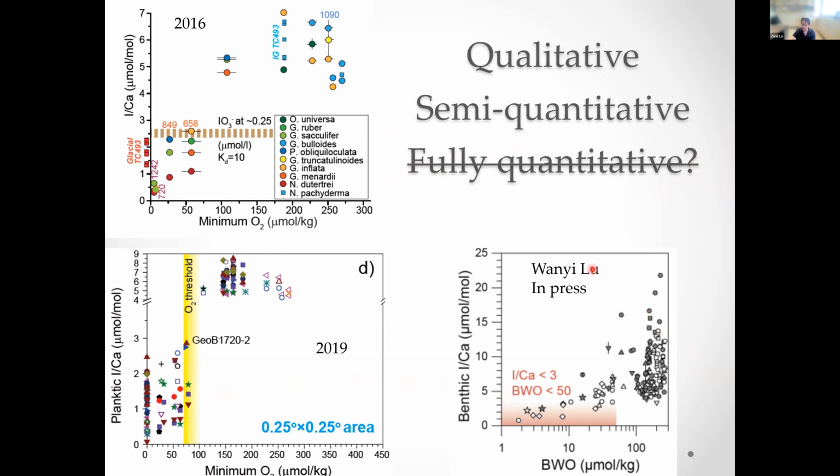Later on, when this paper comes out, you can see that there are additional things that we need to worry about when the O2 is relatively high, and iodine calcium here, the scatter here is not driven by oxygen.